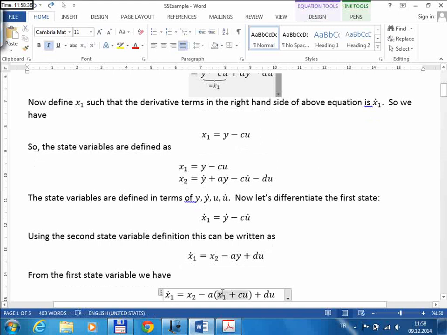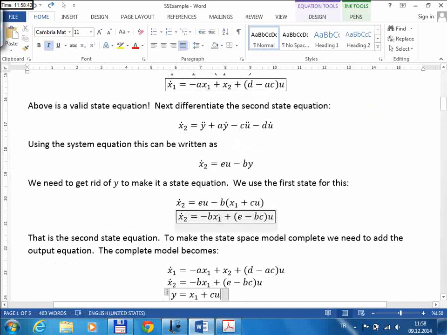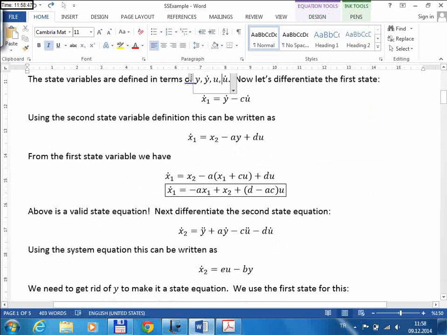Okay, so this is equal to y. And after doing that, this turns into a valid state equation. And then I collect x1 and x2 terms and u terms together. So this is the first state equation. It only includes x1, x2, and u. No derivative terms, no y's.